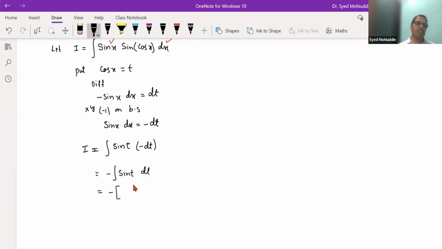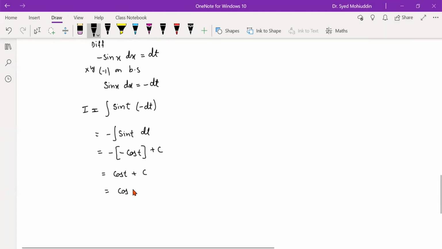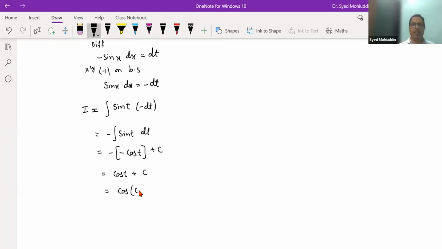Let us try to integrate sine. So what is integration of sine? Minus cos. So we'll be getting minus cos of t plus the constant of integration c. However, that minus of minus will become plus, and you'll be getting the value as cos t plus the constant of integration c. But you can even replace the value of cos t. What was the t value that you have taken? T value we have taken as cos x. So therefore, we'll be getting cos of cos x plus c. Getting it? That will be the solution.